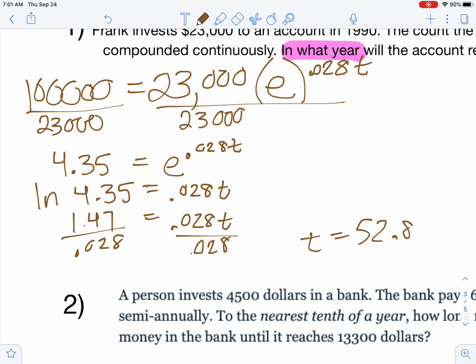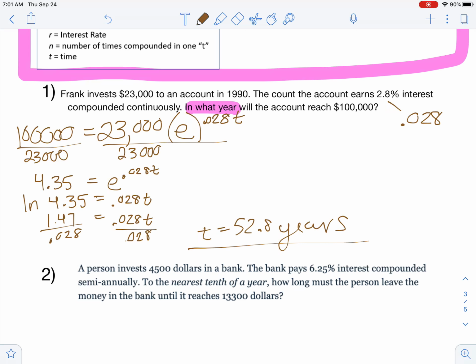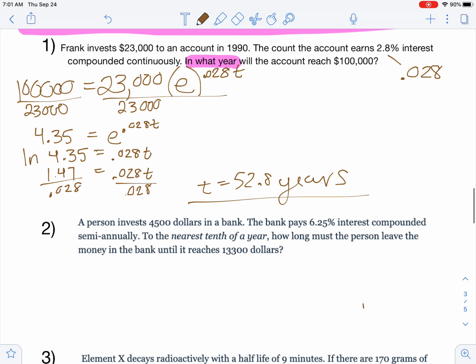That is a long time. I would say that that's not a very good interest rate for a retirement account. So I would assume that Frank does not want to retire after 52 years of working. He'd be an old man. Okay, in number two.